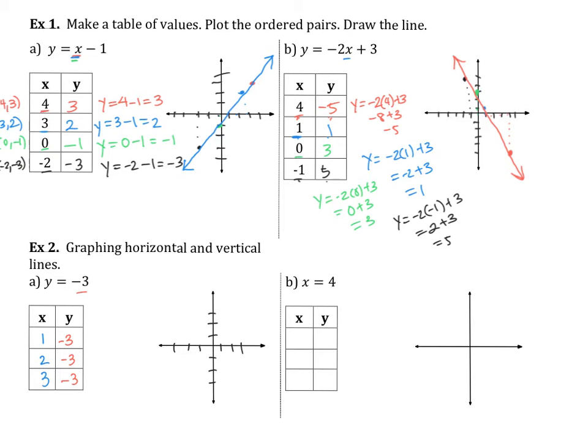Okay, and then I'm going to plot these points. Okay, so x is 1, y is negative 3. So to the side 1, down 3. Next one is 2, negative 3. So to the side 2, down 3. And then 3, negative 3. 1, 2, 3. Okay, I see my 3 points. They're lining up and they're going this way.